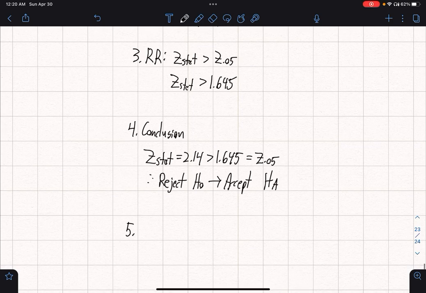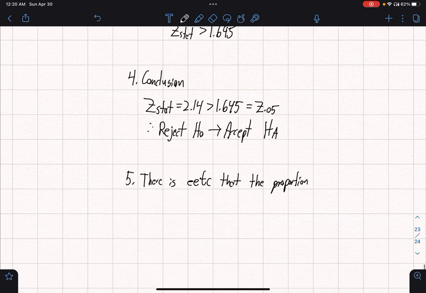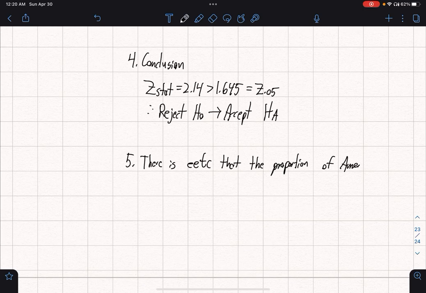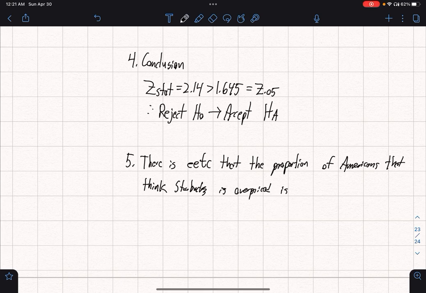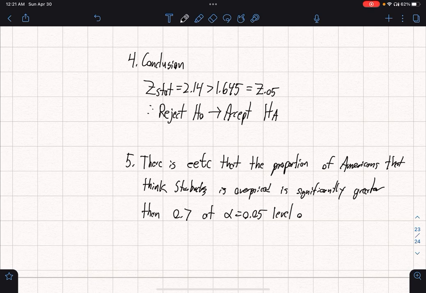So interpreting this, we would say there is enough evidence to conclude that the proportion of Americans that think Starbucks is overpriced is significantly greater than 0.7 at the alpha equals 0.05 level of significance.